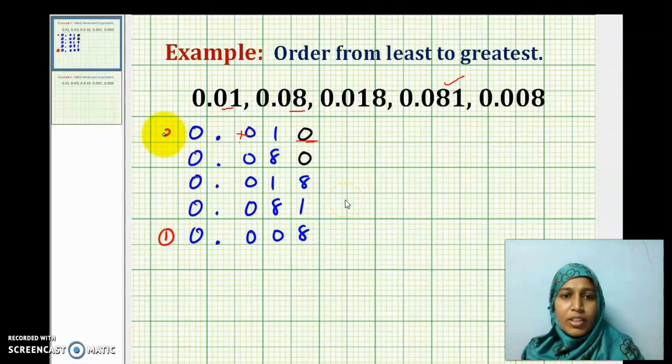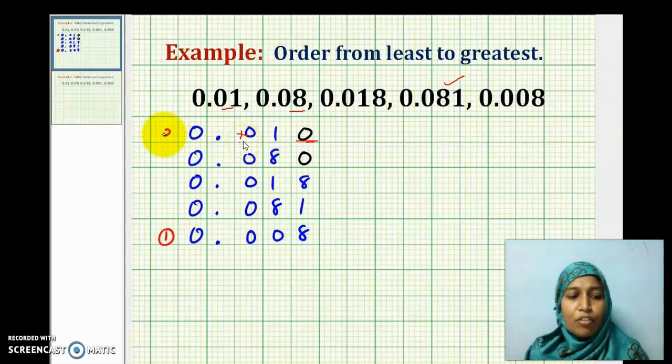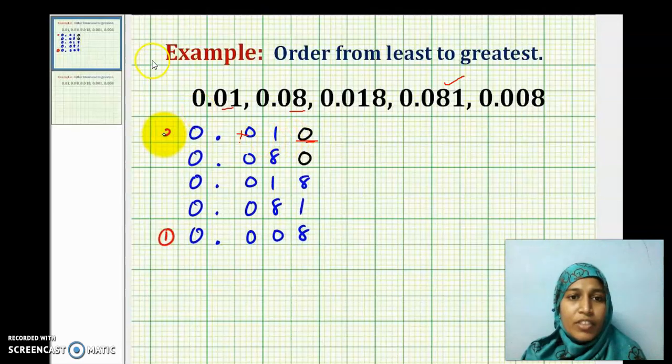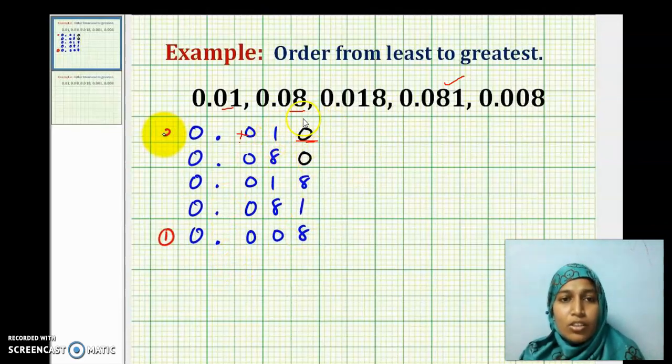Hi children, now let's continue with the same problem. Order from least to greatest. I have to arrange all these numbers from smaller to bigger number. First thing I should do is convert all the numbers to like decimals. So I added zeros at the back to make 0.01 and 0.08 like decimals, because all other three decimal numbers have 3 digits after the decimal point. So I included these zeros to make them like decimals.